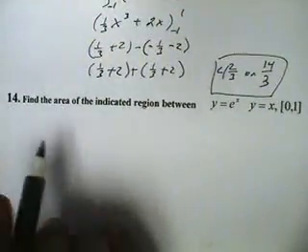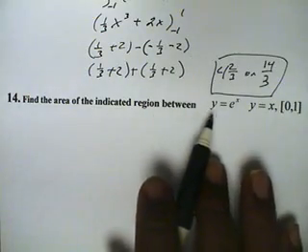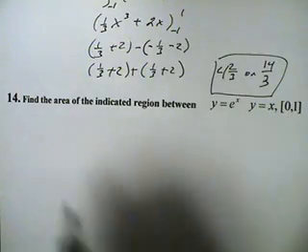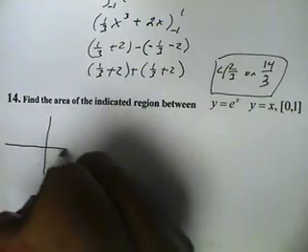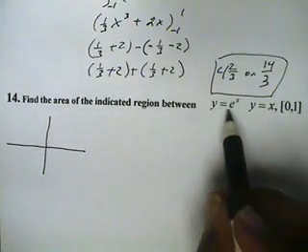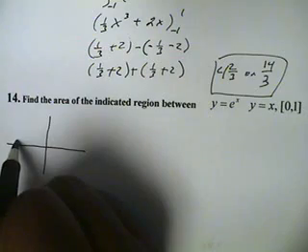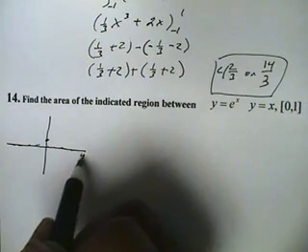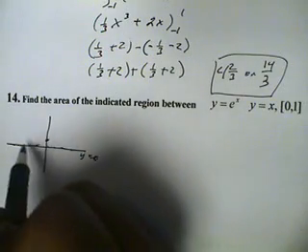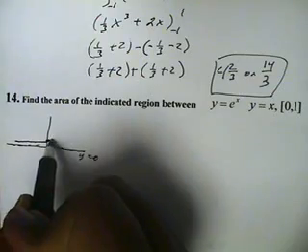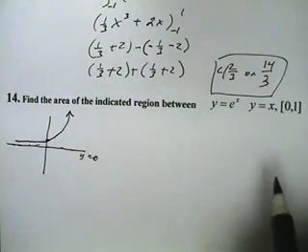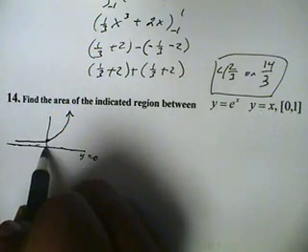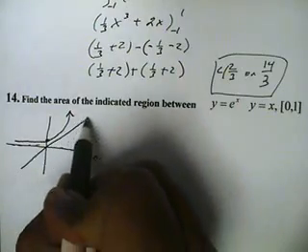Okay, next, find the area of the indicated region between y equals e to the x and y equals x, between 0 and 1. Let's give the picture of what this looks like. Y equals e to the x goes through 0, 1, and it's asymptotic to y equals 0. And also, it is a slow to rapid growth. Now, y equals x is a line that goes right through the diagonal, right there.